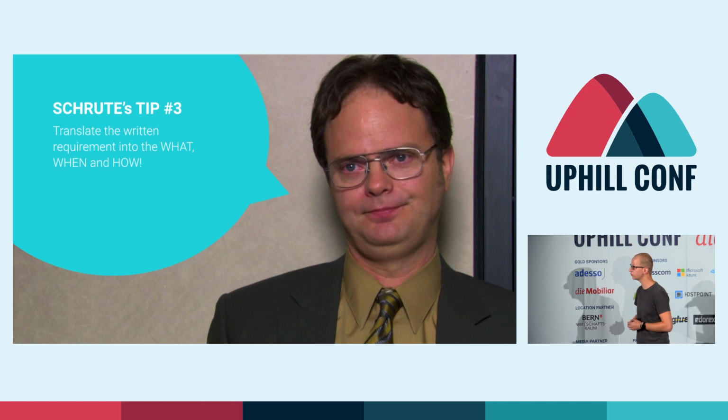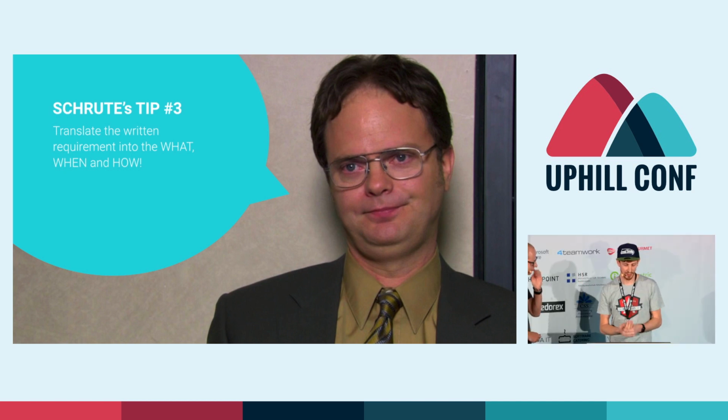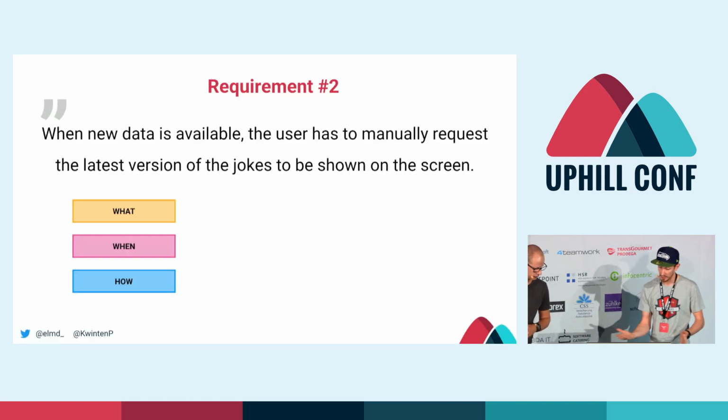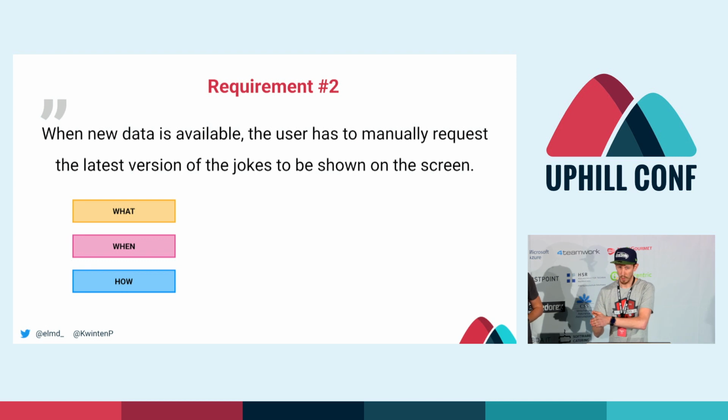OK, let's go to the next requirement. Oh, totally forgot Shroot's tip. Shroot's tip is pattern detection, which is always: translate your written requirement into the what, when, and how. All right, so let's take a look at our second requirement. And the second requirement would be, well, it sucks that the data is constantly updated in a UI, right?